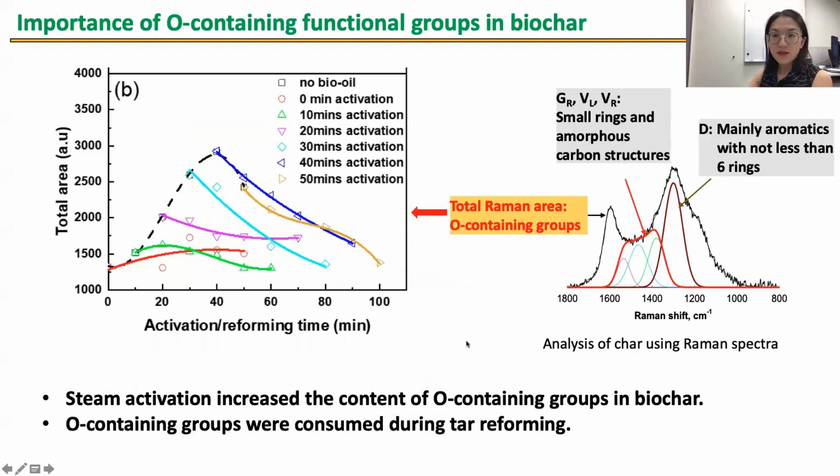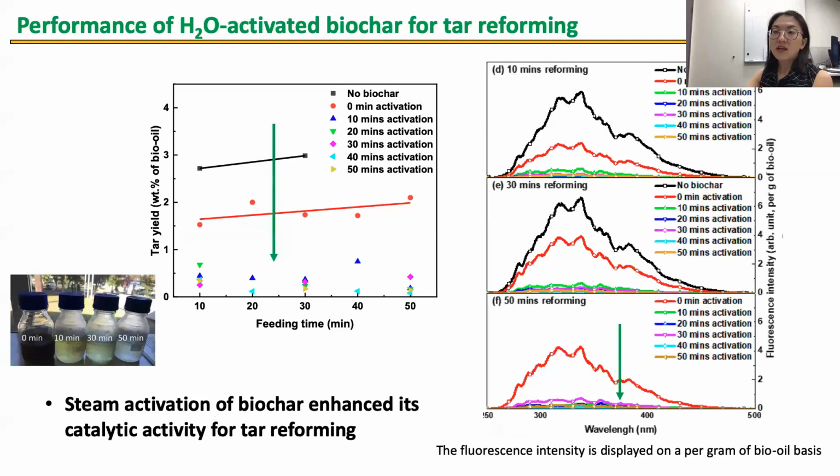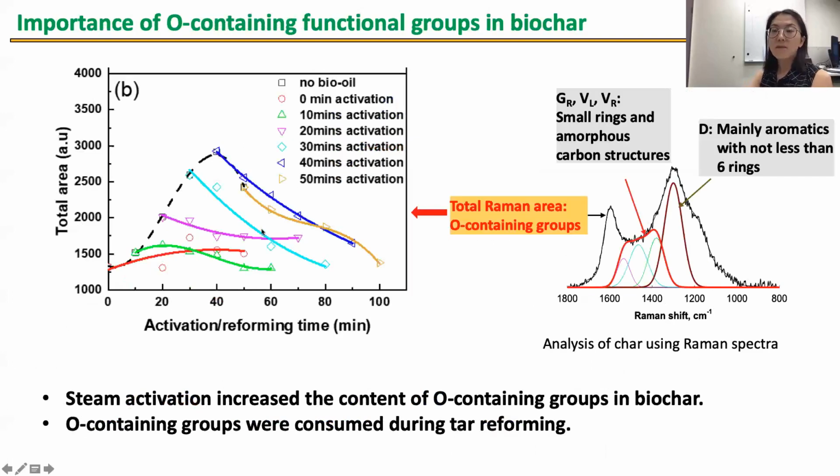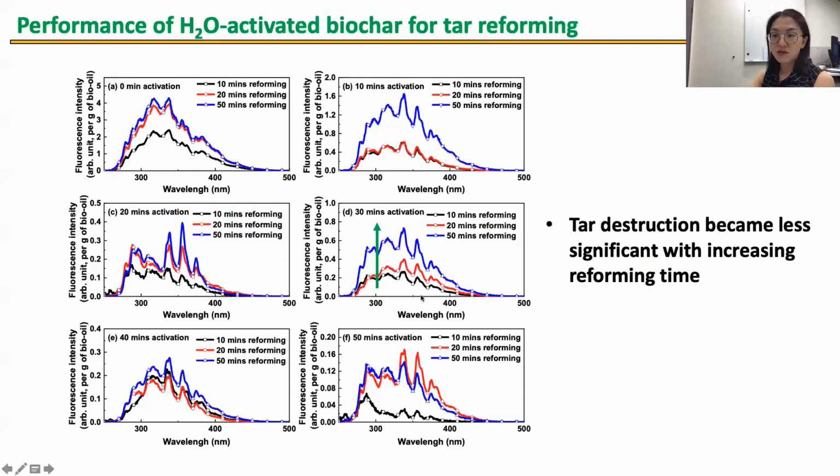Our Raman data showed that during steam activation, the oxygen-containing groups increased, but during reforming, these oxygen-containing groups decreased. So it's reasonable to believe oxygen-containing groups played an important role in enhancing its catalytic activity for tar reforming. With the production of the oxygen-containing groups, the catalytic activity increased, which caused the decreased tar yield and the decreased UV fluorescence intensities. But during reforming, the oxygen-containing groups were consumed, so the catalytic activity is reduced, which leads to the increased fluorescence intensities.